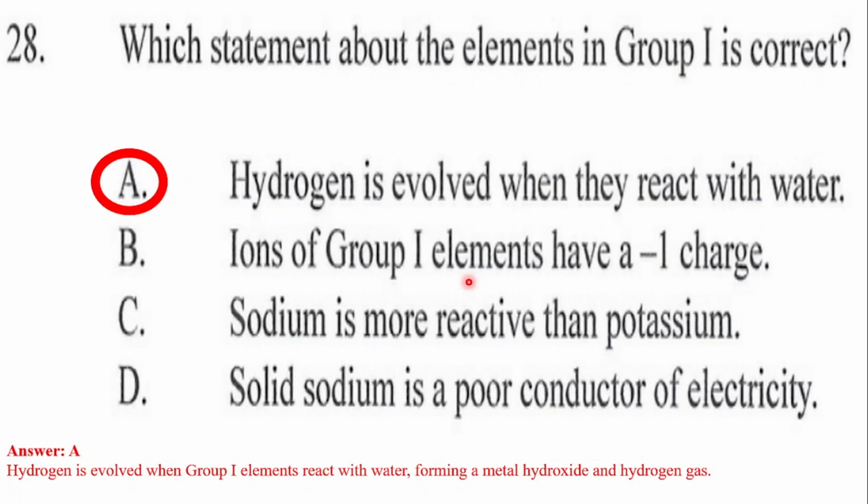So the correct answer is definitely going to be A, because when we have group 1 elements reacting with water, hydrogen is evolved. Because it says here hydrogen is evolved when group 1 elements react with water, and what is formed? We have metal hydroxide and hydrogen gas.